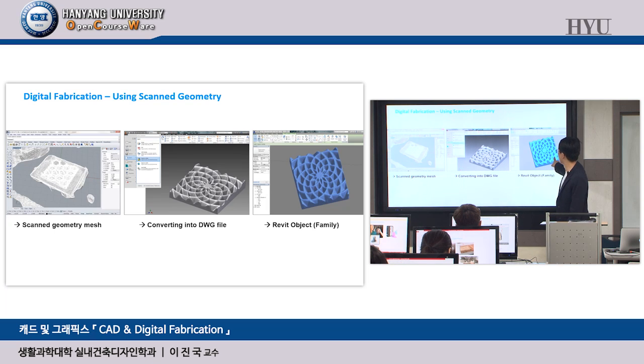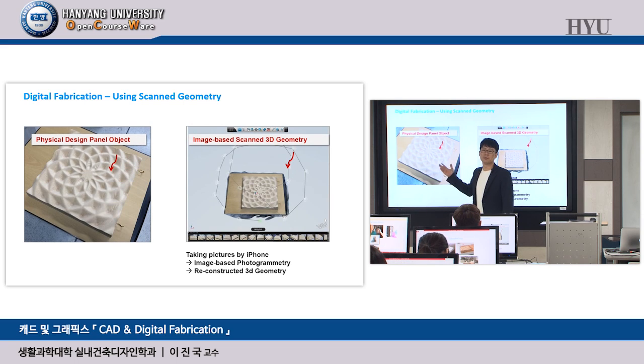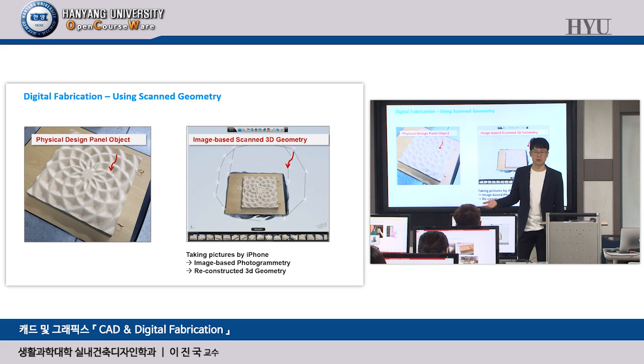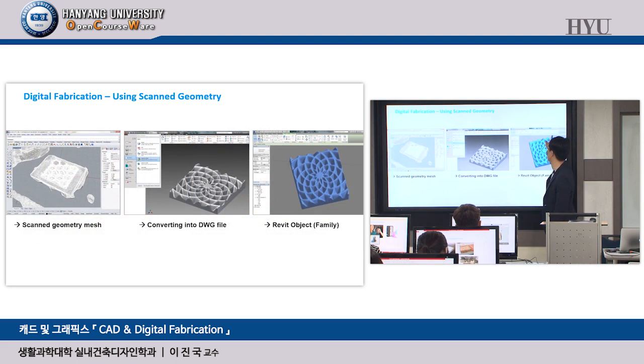At the end, take a look. This is the computer file, and this is the real product. So this is a kind of reverse engineering. From this real world object, by using your smartphone or just the laser scanner our department has, you can use them. You can use your smartphone. You can use your laser scanner. And then this kind of physical thing can be converted to this geometry, a computer file.